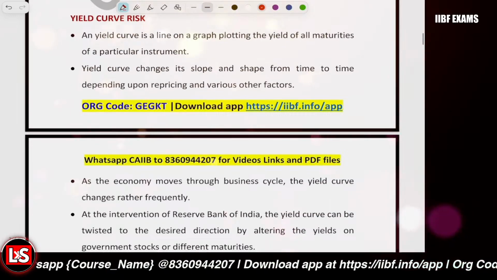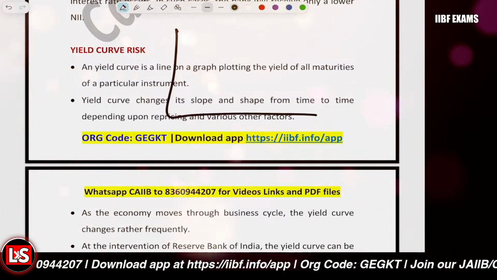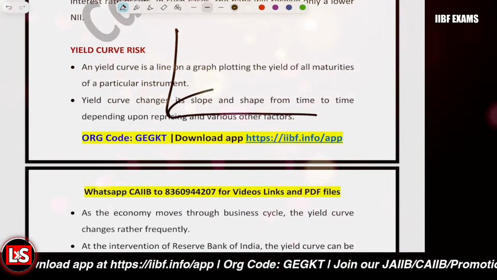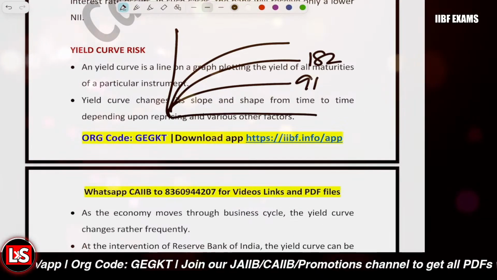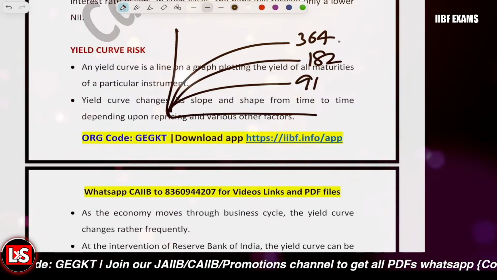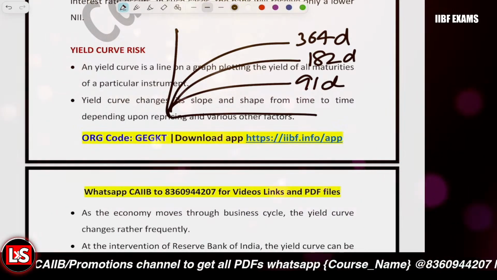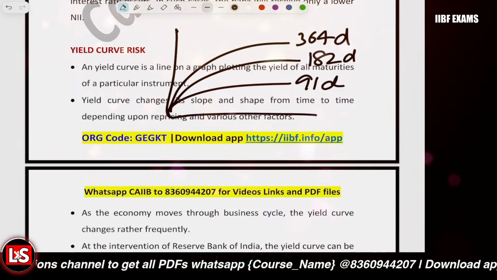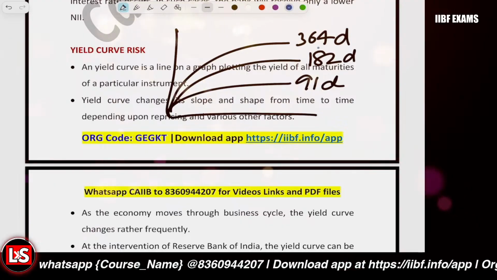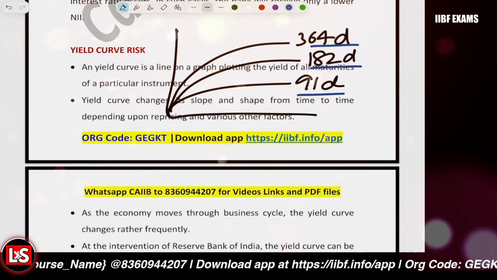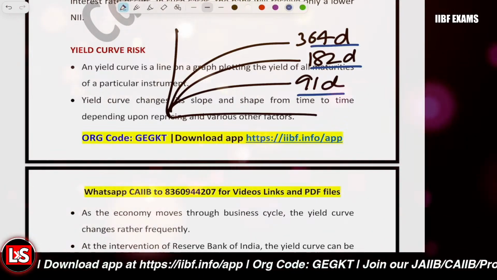Then it is related to the yield curve risk. In the case of the treasury bills, we are having treasury bills of different maturities: 91 days, 182 days, 364 days, right? These are the different maturities that we are having. Now, a risk is there due to change in slope or shape of the yield curve. Because for different maturities, different yields may be there, even though the instrument is the same. So a parallel shift can be there. There could be steepening, there could be flattening.